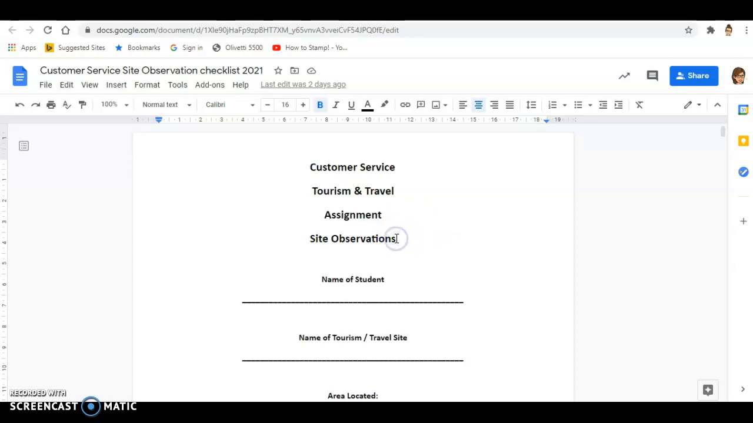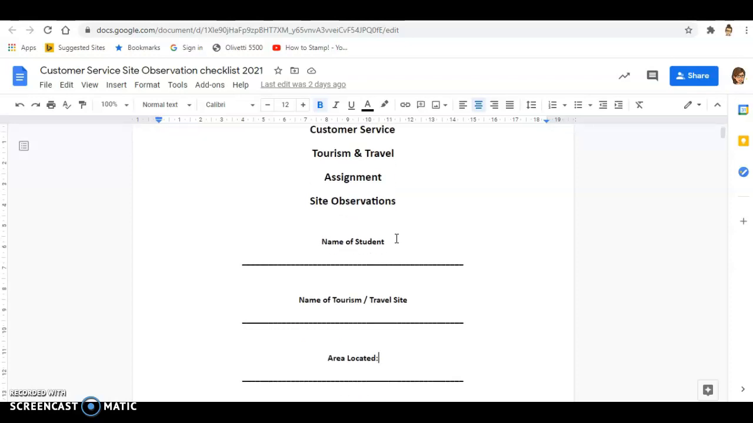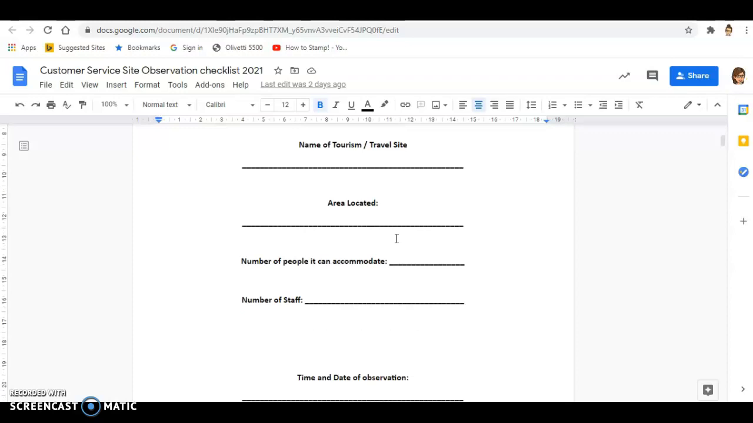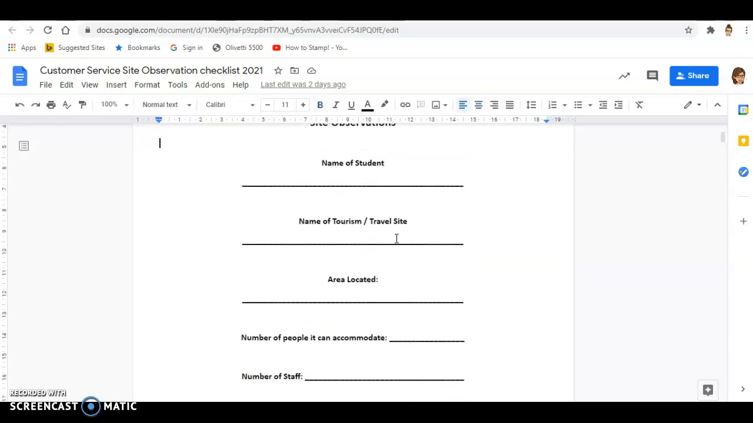So this is the tourism and travel version, but depending on what class you're in, this will still apply to you. Just for simplicity's sake, you're going to be filling out what you're observing, what company you're observing. So for example, if you're watching McDonald's, your name goes there, McDonald's or Dublinia or a site that you are assessing, the name goes there, where it's located, and the number of people it can accommodate.